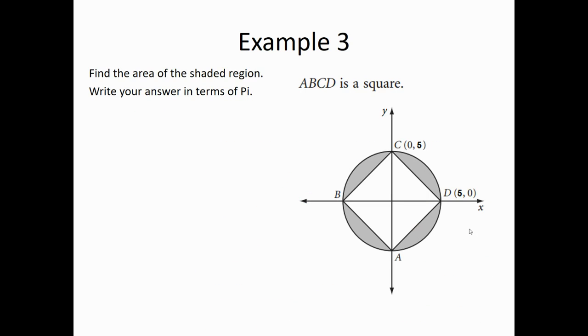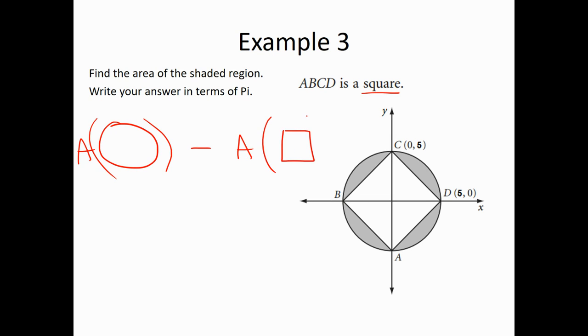Okay, example 3, we've got a square. They tell us ABCD is a square, so all the sides are the same. We want to find the area of this shaded region. So in this case, we want to find the area of the circle first, subtract the area of the square, because the circle is going to be bigger. So we just think of this as like cutting out this square. So we're going to subtract it off.